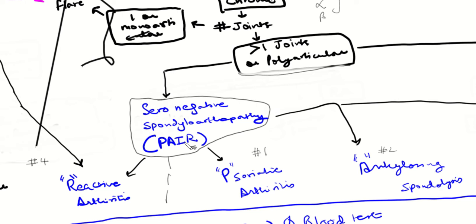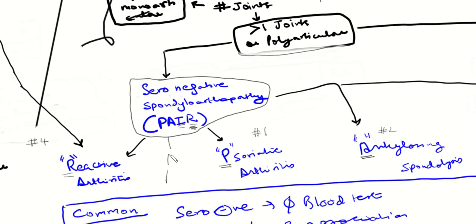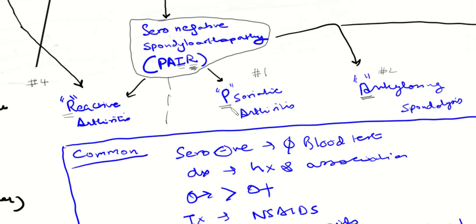spondyloarthropathies. And the way to remember it is PAIR. P is psoriatic arthritis, A is ankylosing spondylitis, I is inflammatory bowel disease spondylitis, and R is reactive arthritis. Okay? There's a lot of things that are common between these four, so that makes it easy to remember. And there's some differences that I want you to remember as well. So let's see the common stuff.